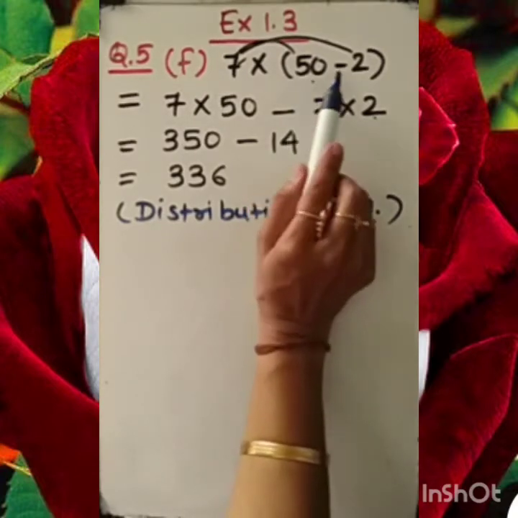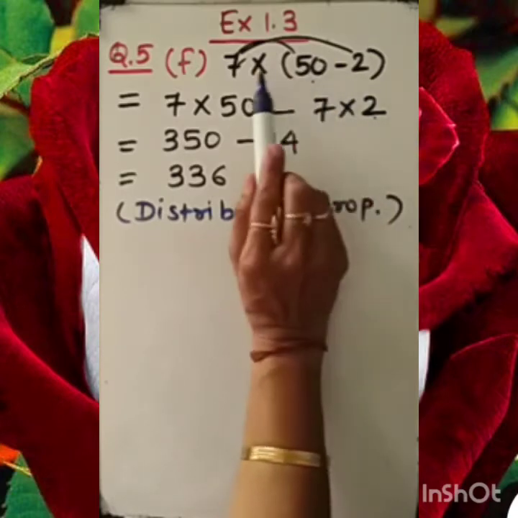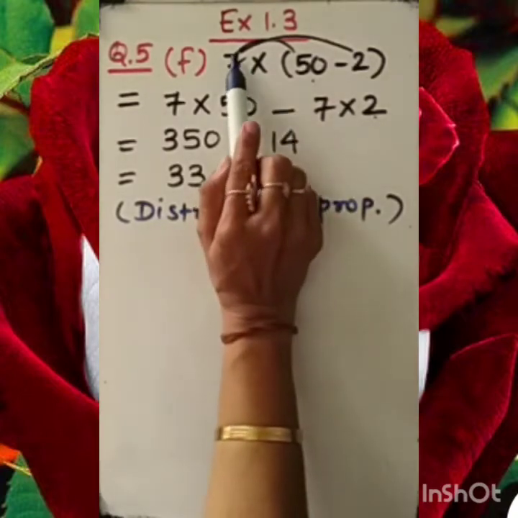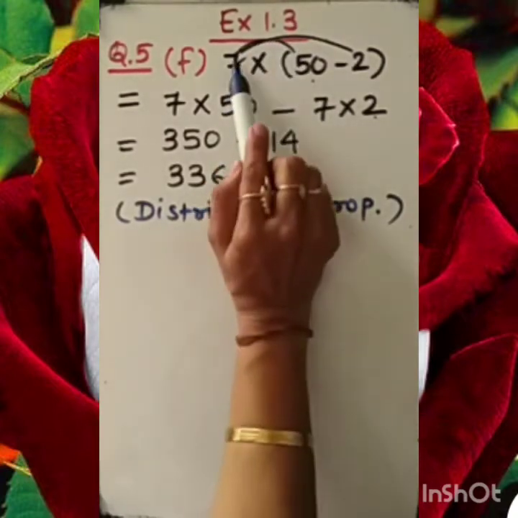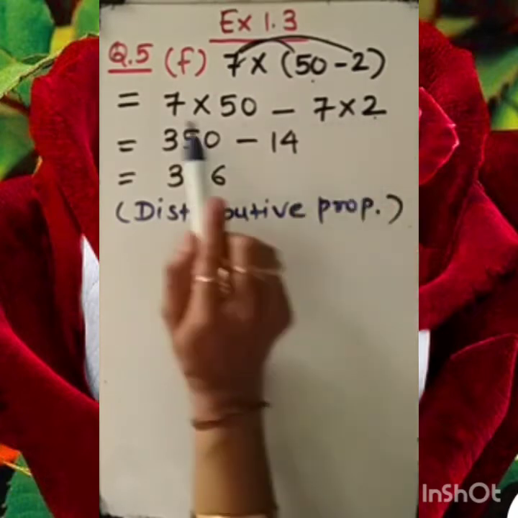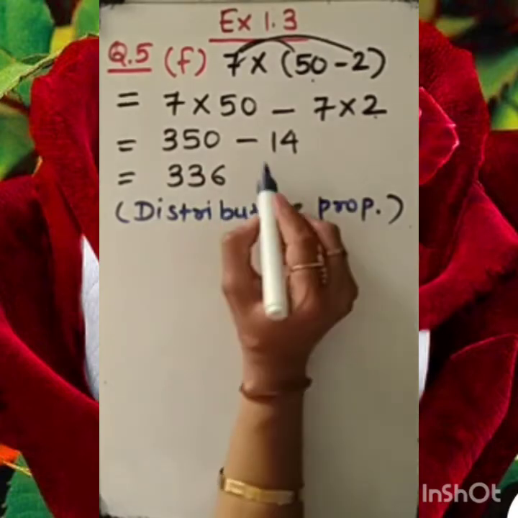Now some of the students used to do it like this: they will do 50 minus 2 first. They will get 48, and they multiply 48 by 7. Beta, that technique is the wrong technique. We do not have to do like that; as it is clearly given in the question, we have to apply a suitable property. So which property? According to the distributive property, 7 into 50 minus 7 into 2, individually multiply both of these terms and take their subtraction, which is our answer.